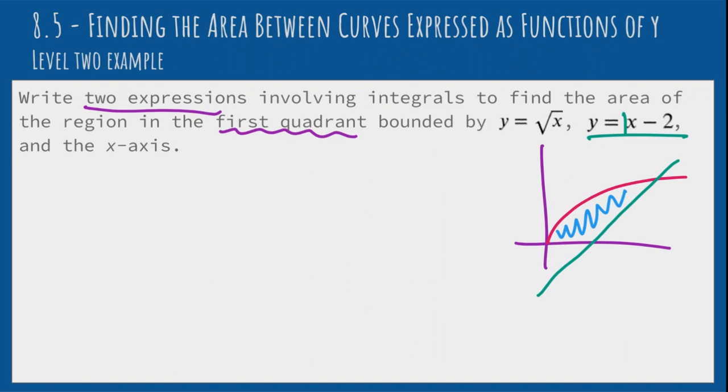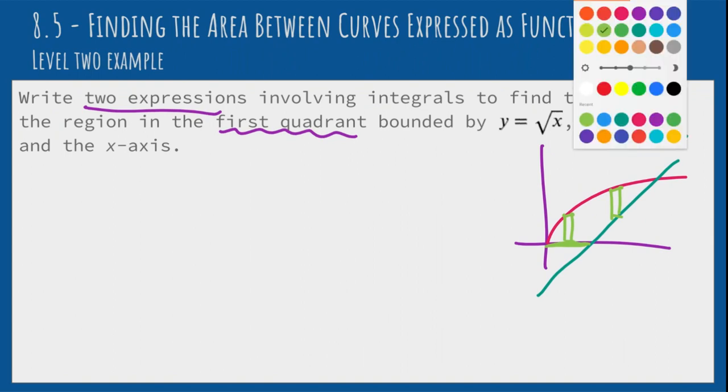So with respect to x, let's first picture what a Riemann sum rectangle is going to look like. And we'll notice here that in two different subintervals, we're going to get Riemann sum rectangles that are bounded above and below by different things. So above is always going to be the square root function, but below for part of it is going to be the x-axis and the other part is going to be that line. So we are going to have to split this up into two separate integrals.